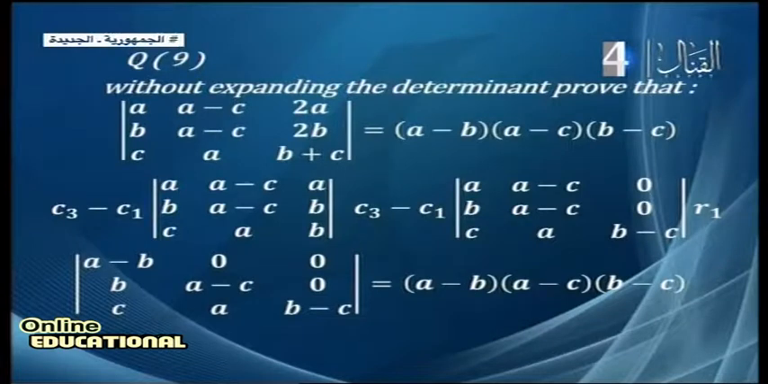After that, we must make the second element of the first row 0. We find the main diagonal: A minus B, A minus C, B minus C. Its product equals the required: bracket A minus B times bracket A minus C times bracket B minus C equals the right hand side.